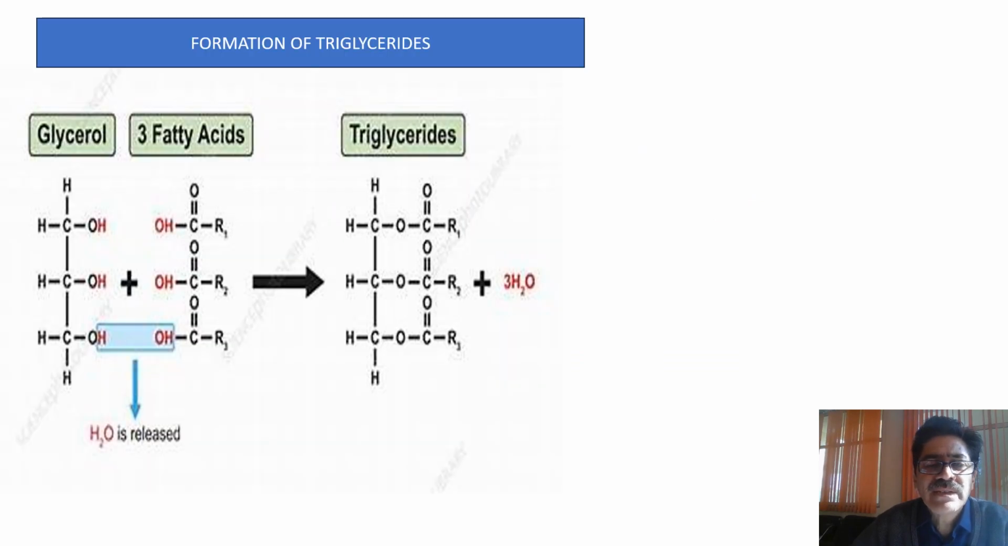Now, chemically, this is how triglycerides are generated in the laboratory. That means we have a glycerol over here. The three OH groups are linked to three fatty acid molecules. With loss of three molecules of water, we get a triglyceride molecule. This is a condensation reaction with loss of three molecules of water.